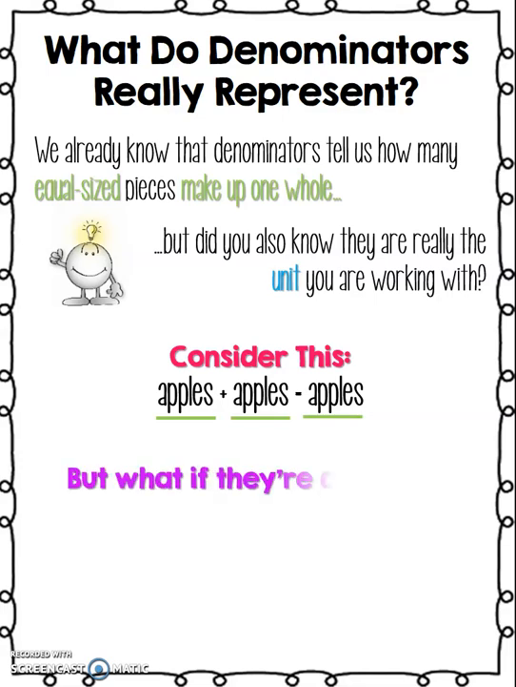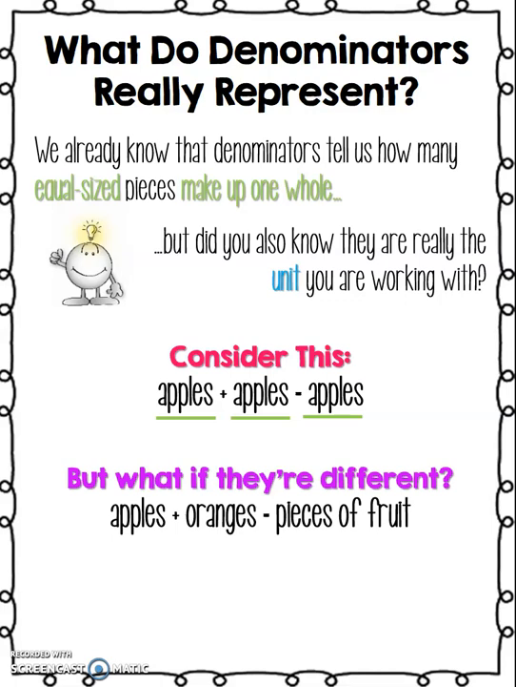Okay, but what about when they're different? For example, let's say I had apples in one basket, but oranges in another. Now I'm combining together the apples and the oranges, but I can't just make up a new word, apple orange. I have to talk about something they have in common when I group them together. So I might say something like apples plus oranges equals pieces of fruit, because I know that my two things that I'm starting with, my apples and my oranges, are two different kinds of units, but they're both pieces of fruit. So I can have something that they have in common to represent or to describe everything that I have.